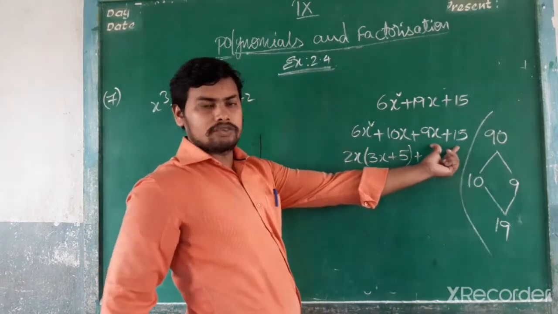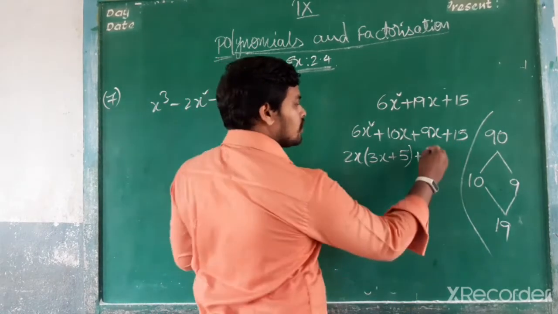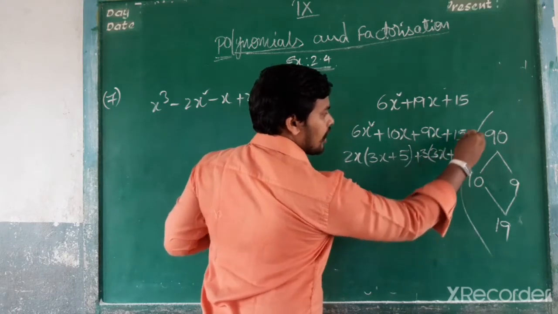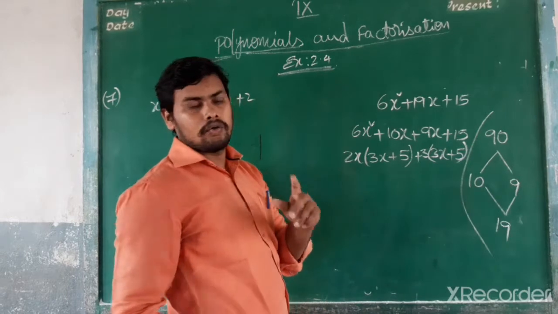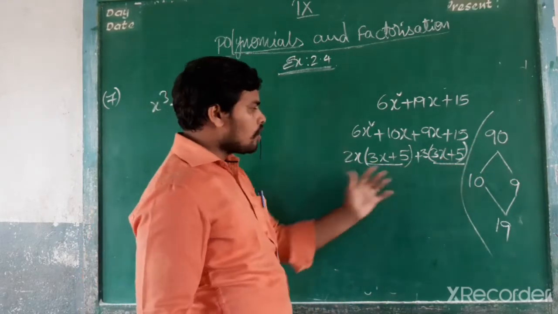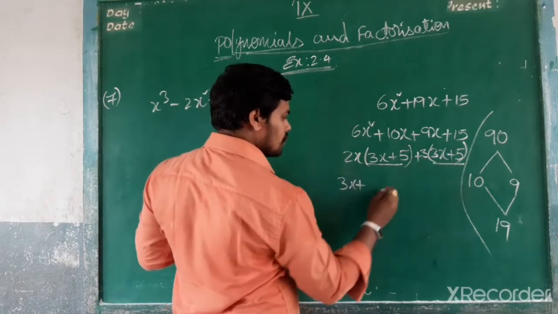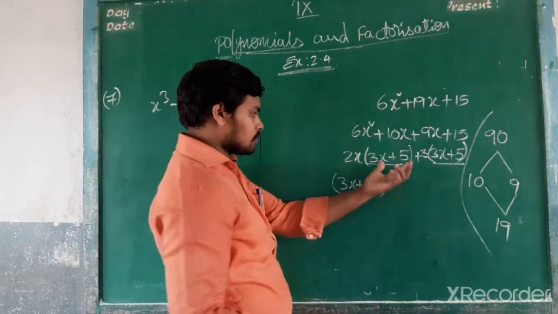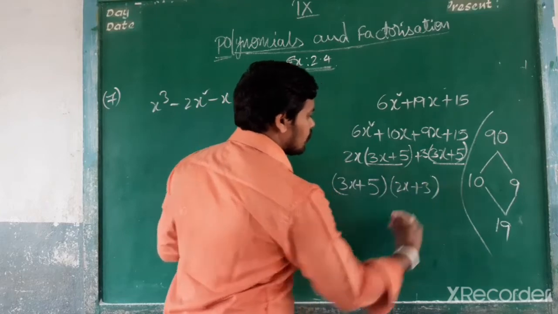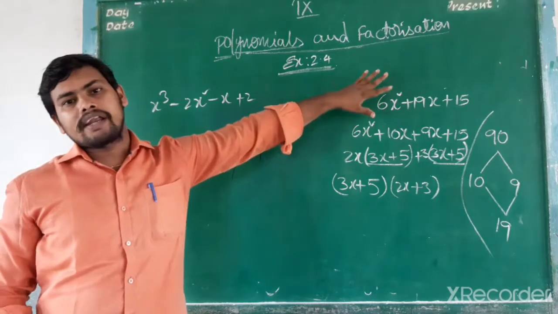What is the common factor of the other two terms, 9x and 15? Both 9 and 15 are multiples of 3, so 3 is the common factor, along with x. So we get 3 times 3x plus 5. The rule is that these two bracket values must be equal. Now the common factor of both terms is 3x plus 5, and what remains is 2x plus 3. So this is the procedure for finding the factors of a quadratic polynomial.